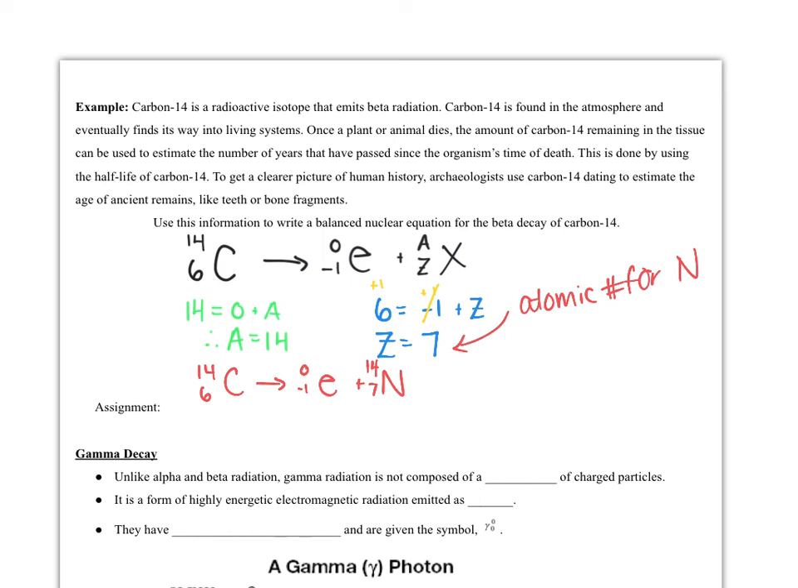For practice here, take a look at page 507, number 32 and 33. We will pick up where we left off here and touch on gamma decay tomorrow in class.